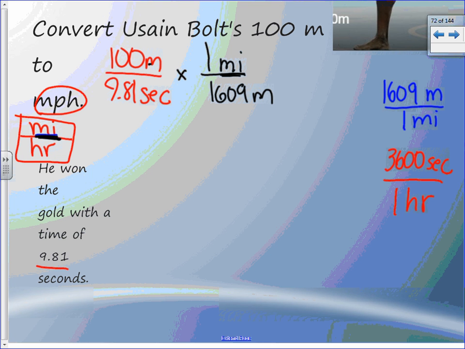Okay, now let's take a look. Right here, would you keep this the same or flip it? Okay, so if we flip it, the seconds are going to go to the bottom, and the hours will be on top. Oh, no, you keep it the same. You do keep it the same.